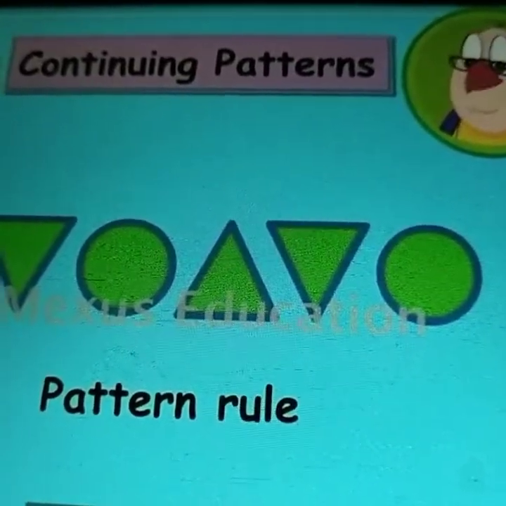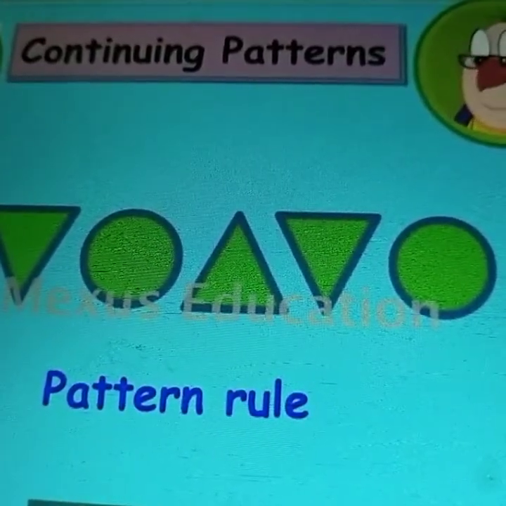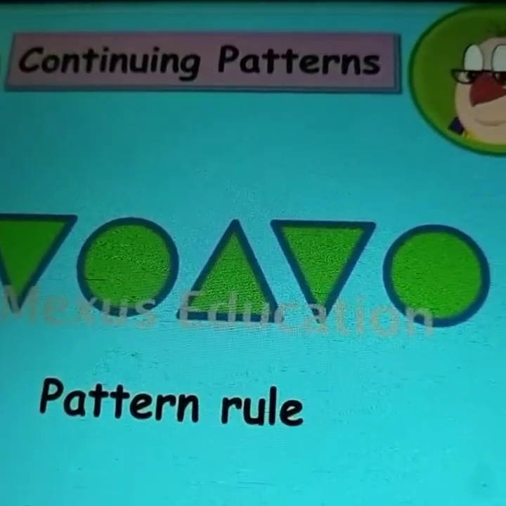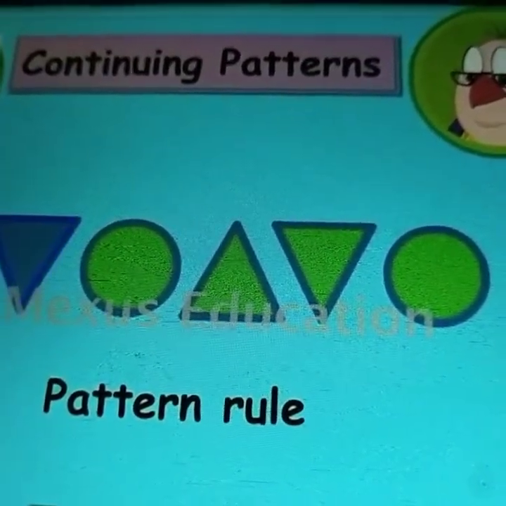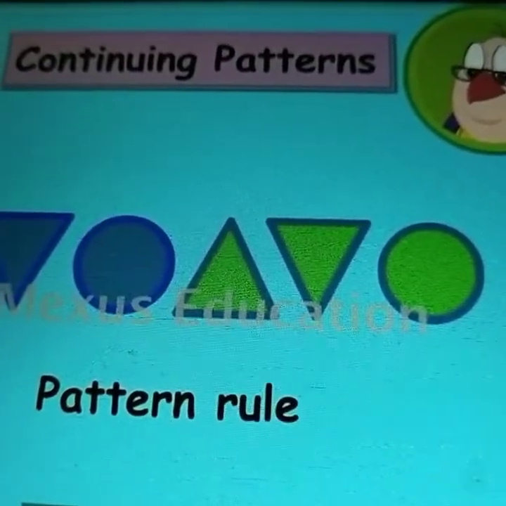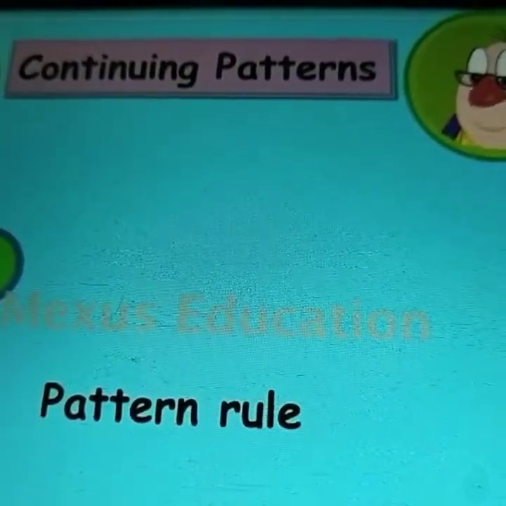Now look carefully. Can you identify the pattern rule here? Yes, Dr. O. A triangle is followed by an upside down triangle and then a circle. These three shapes are repeated once more in the pattern. Now let's repeat these shapes and continue the pattern.